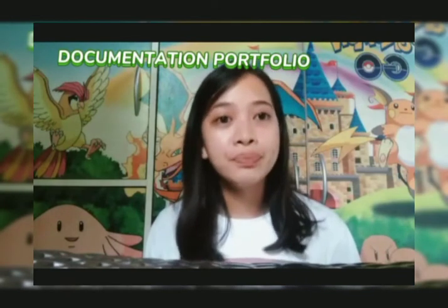And what to keep in mind in documentation portfolio. Keep in mind that documentation portfolio is also called a working portfolio. It is a project in the works, and more importantly, it shows the improvement and the growth of the students. So that's it for documentation portfolio. I hope you can learn something about it.